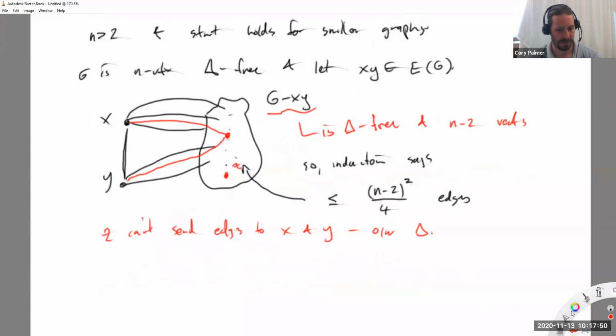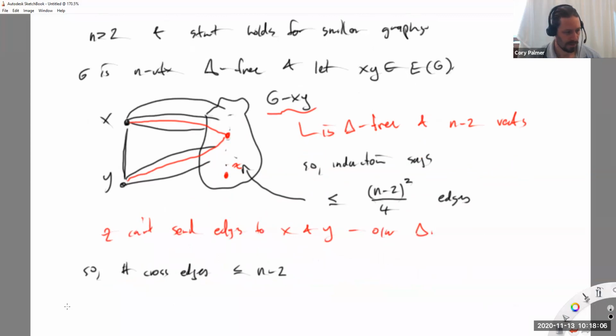So that means the number of, let's say, cross edges is at most n minus 2. For every one of the n minus 2 vertices in here, there's at most one edge going to x and y. Maybe 0, but definitely not 2 ever.